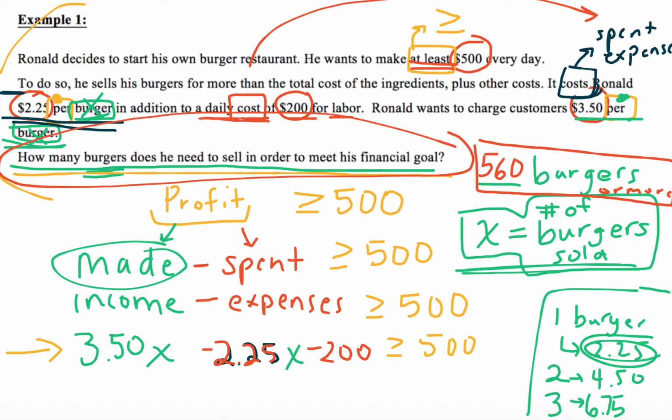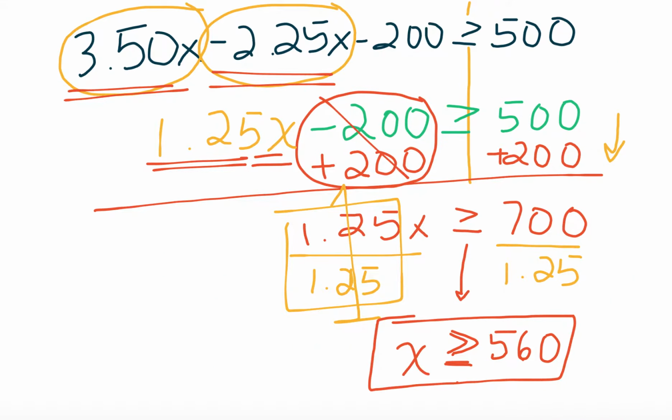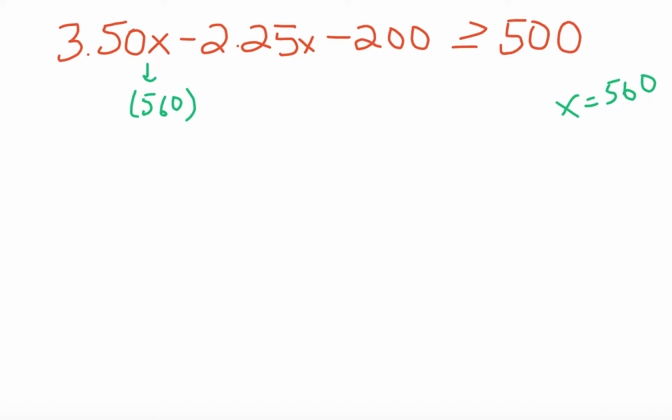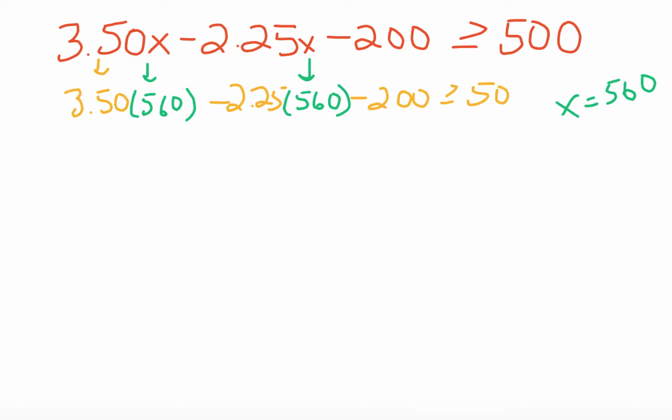Let's try and check our solution using that situation. So I'm going to a new page. Remember our original inequality said that $3.50 per burger minus $2.25, the cost per burger, minus $200 for labor, and we are hoping to make at least $500. If Ronald sells 560 burgers in our check, we're going to replace x with 560 everywhere that it's in the equation. And I'm bringing everything else down the way it was. So 3.50 times 560 minus 2.25 times 560 minus 200 is greater than or equal to 500.